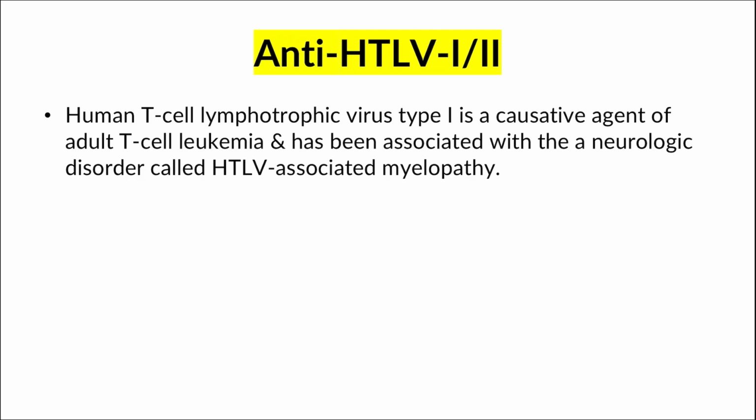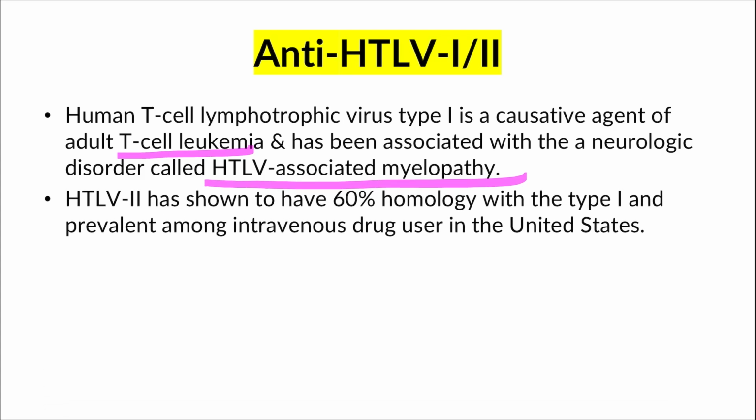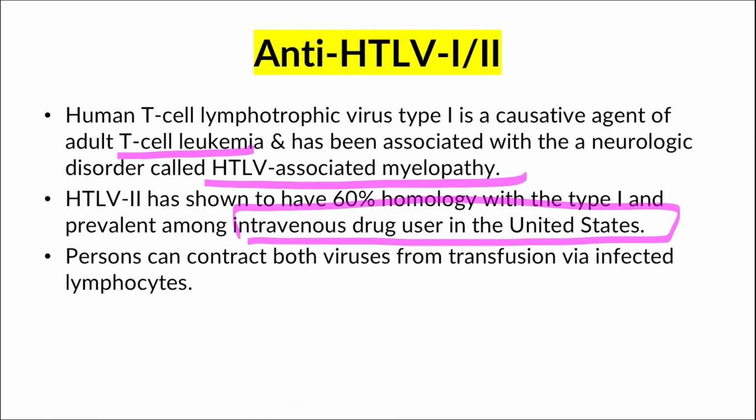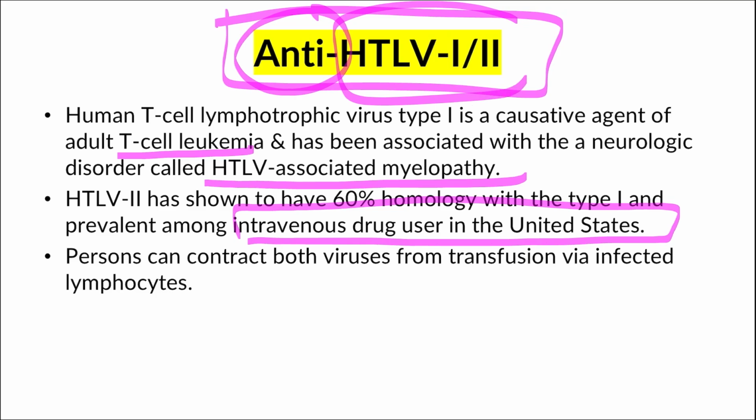The type 1 is a causative agent of adult T-cell leukemia and has been associated with a neurologic disorder called HTLV-associated myelopathy. HTLV-2 has been shown to have 60% homology with type 1 and is prevalent among intravenous drug users in the United States. A person can contract both viruses from transfusion via infected lymphocytes. That's why usually the antibodies against this virus are tested.